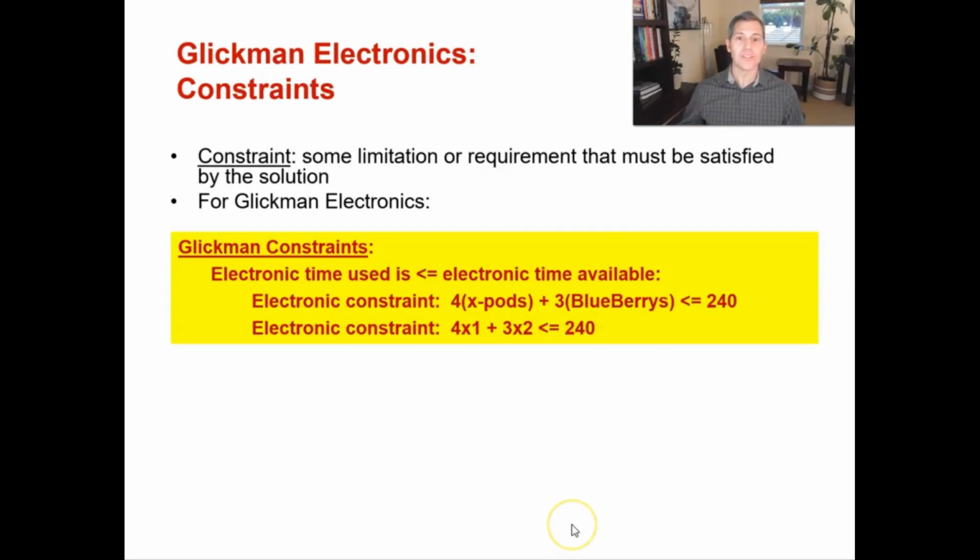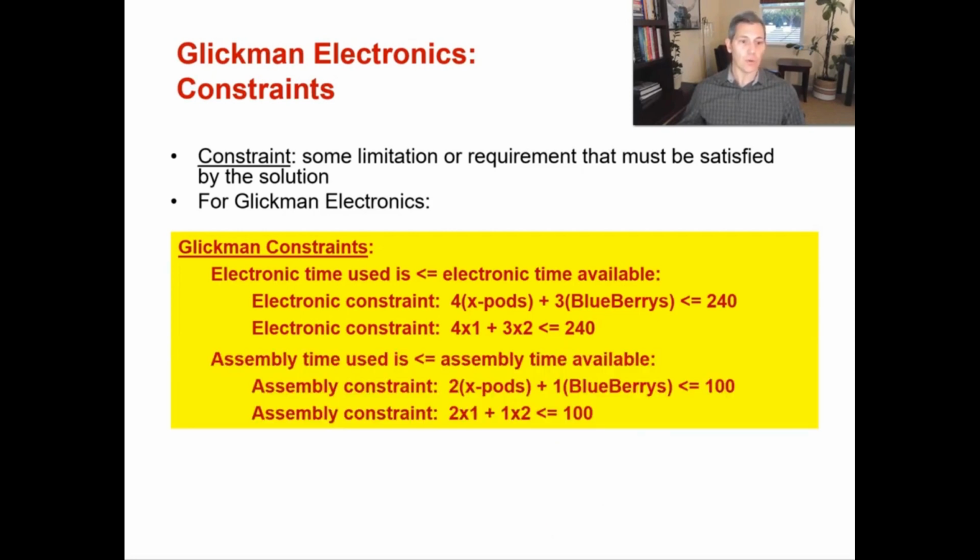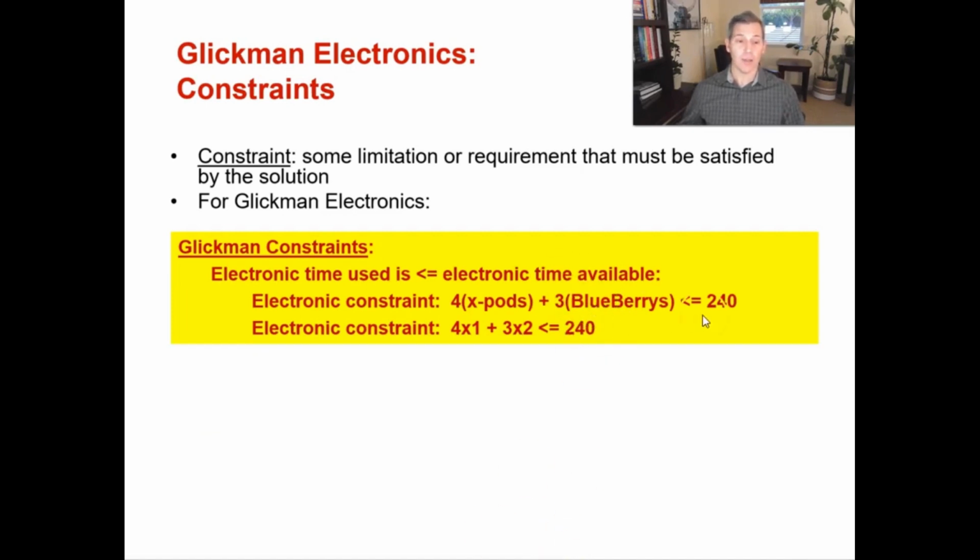Okay, next are constraints. We have two constraints. Our first one is the electronic time that's available. For XPods, that is 4 hours per XPod, and it's 3 hours per blueberry in the electronic area. We have less than or equal to 240 hours available to us. So the electronic time constraint is 4x1 plus 3x2 is less than or equal to 240. That's our constraint for the electronic time.